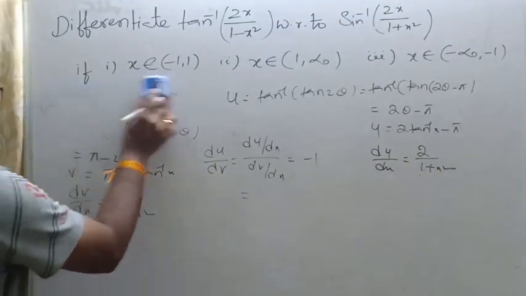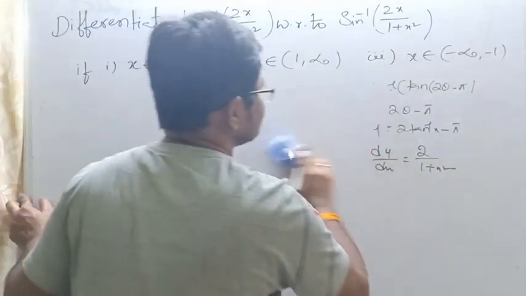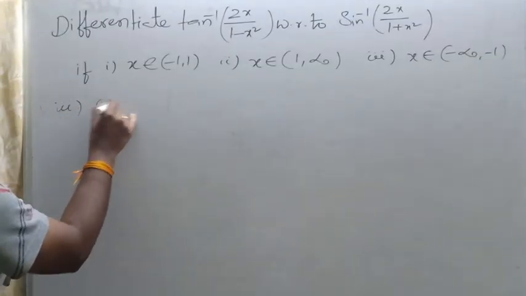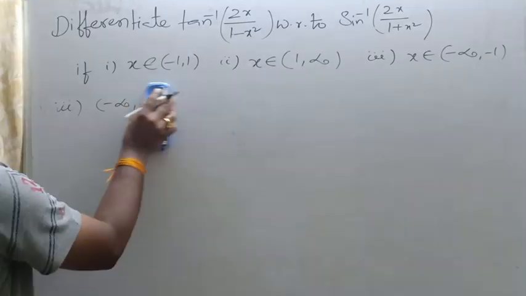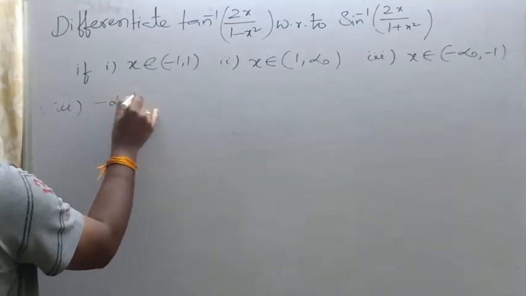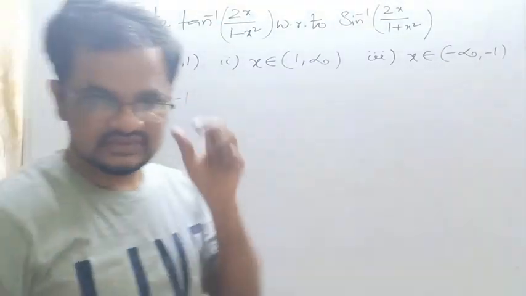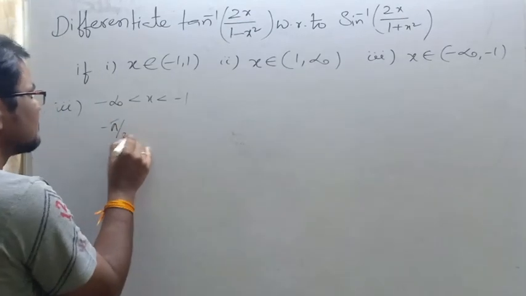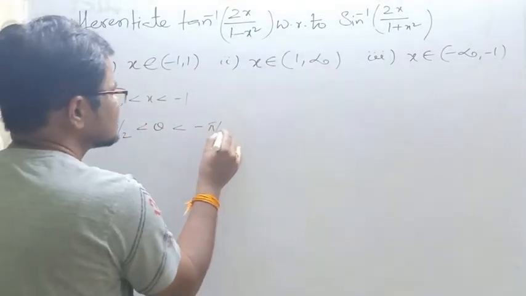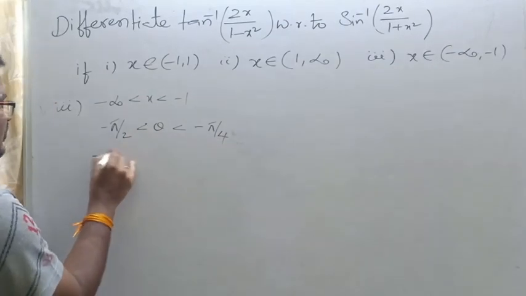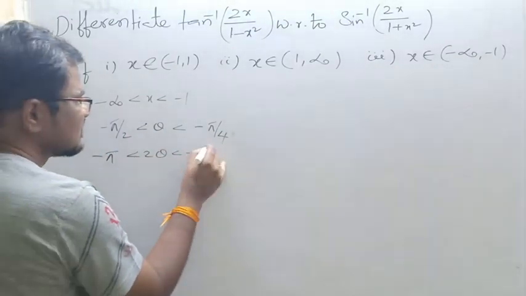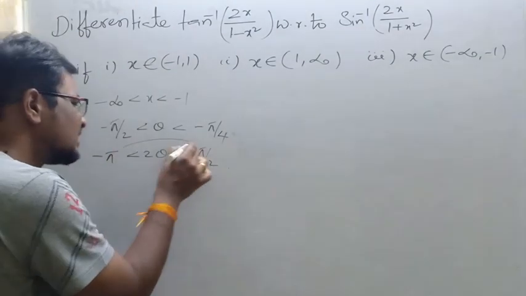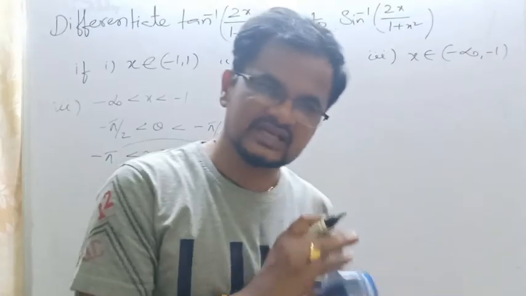Next, third one. Third one is minus infinity to minus 1. How to write it? Minus infinity less than x less than minus 1, right? Now apply tan inverse. Here you will get minus pi by 2 less than theta less than minus pi by 4. But you want 2 theta, no, so minus pi less than 2 theta less than minus pi by 2. Okay, right? Now is it in the range of tan inverse? No. Is it in the range of sine inverse x?